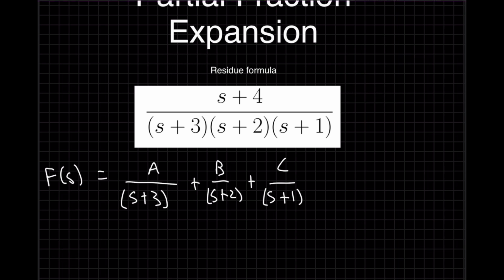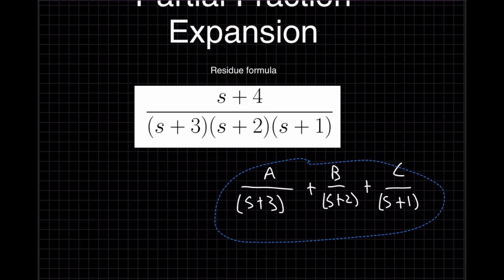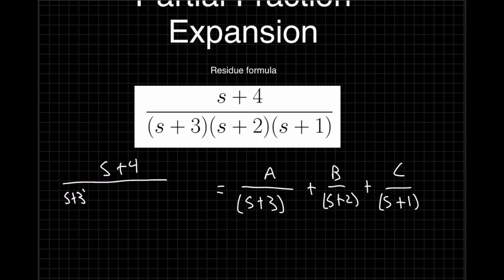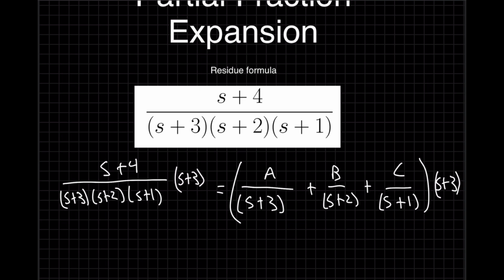Cool. Let's get cracking. What we're going to do is set this equal to the whole thing, s plus 4 over s plus 3 multiplied by s plus 2 multiplied by s plus 1. Now, if we want to solve for A, we're going to multiply both sides by s plus 3. So what's going to happen is this s plus 3 and this s plus 3 are going to go away.